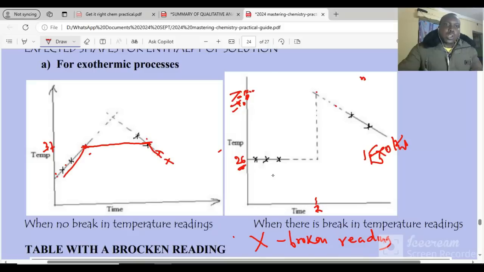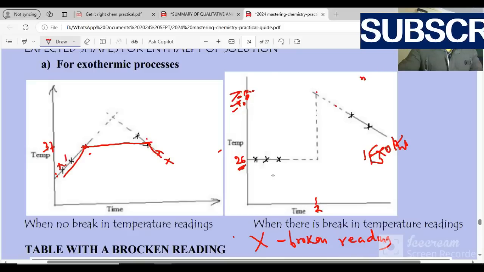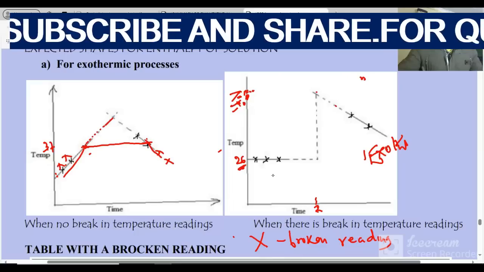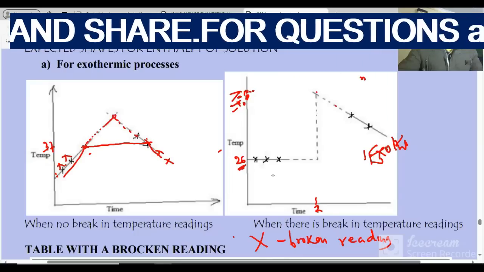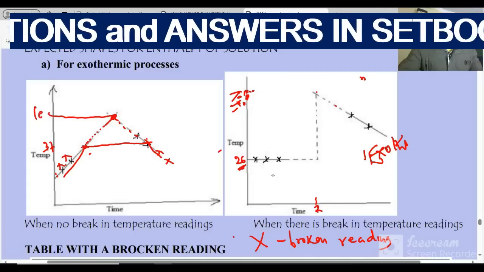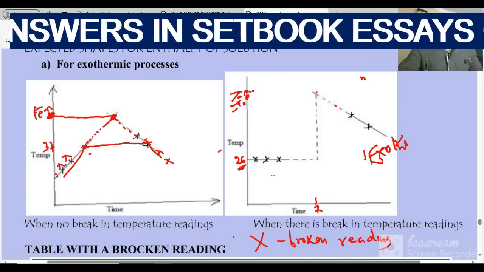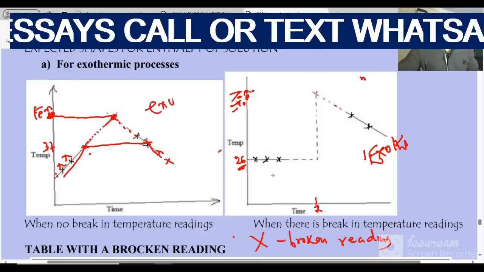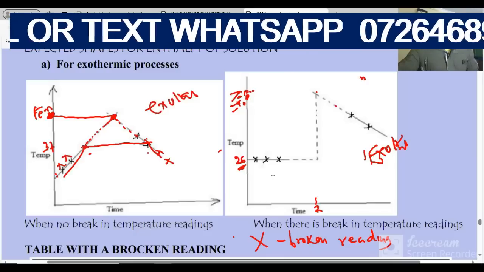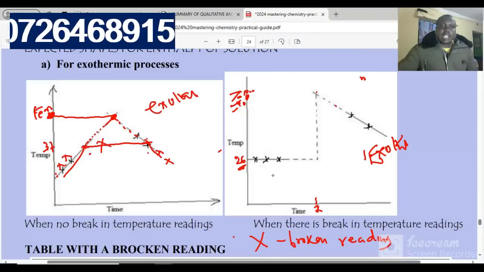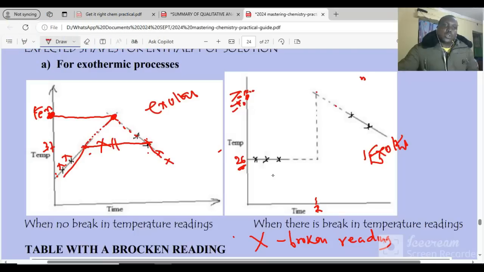Sawa? So once you have drawn the points 1, 2, now you extrapolate. You extrapolate the lines. Where they meet, that gives us the maximum temperature. You read this temperature here. In case the reaction is exothermic, this is what we expect. If the reaction is exothermic, this is what we expect. Don't draw this line here. We just need you to draw a line of best fit.